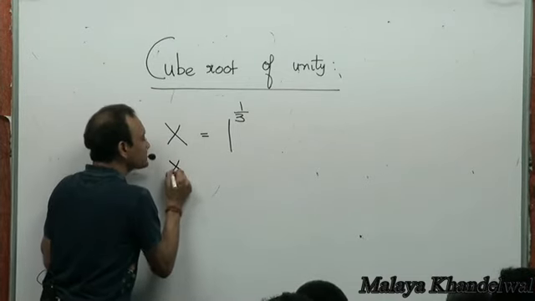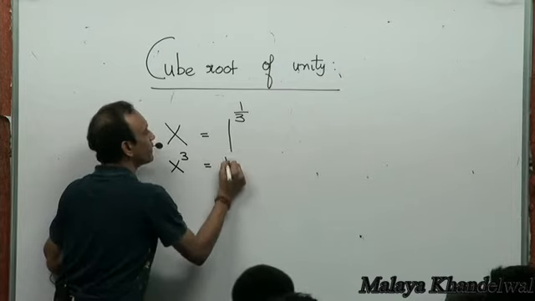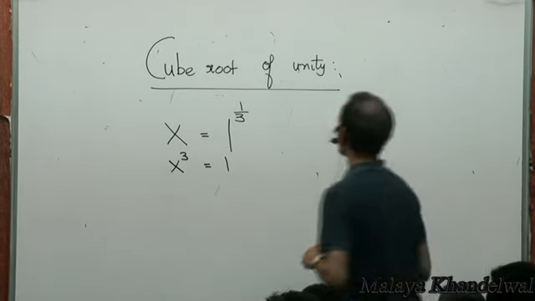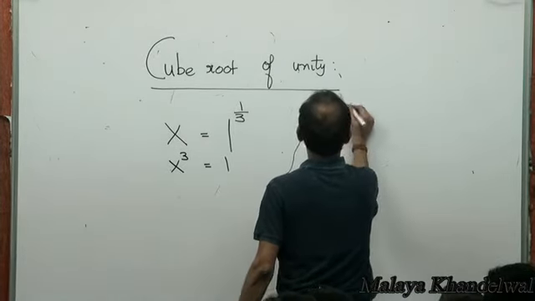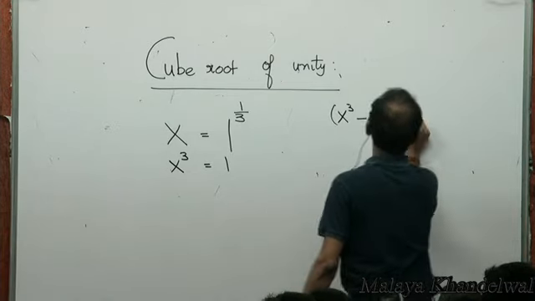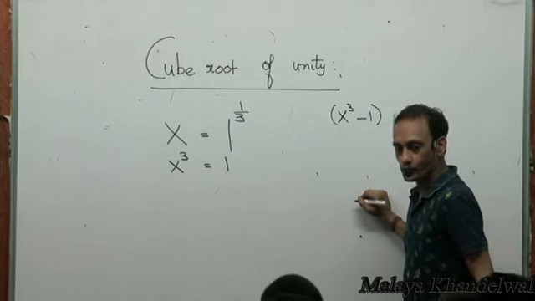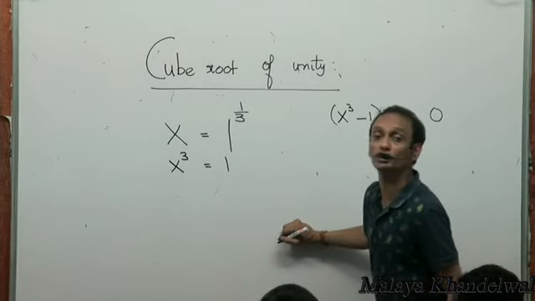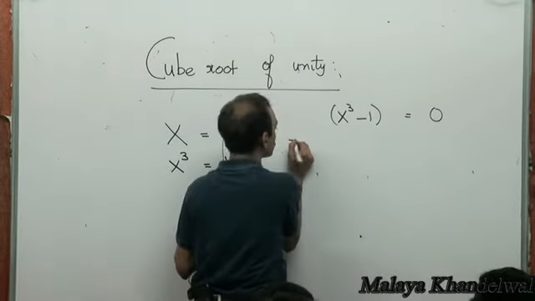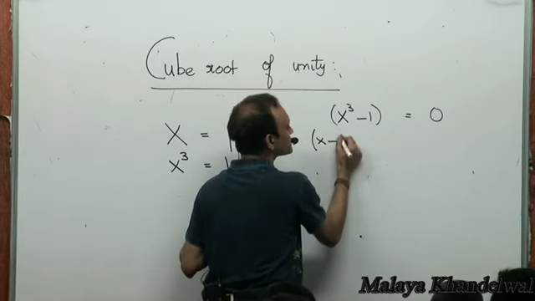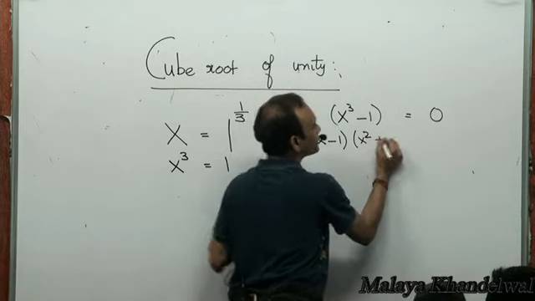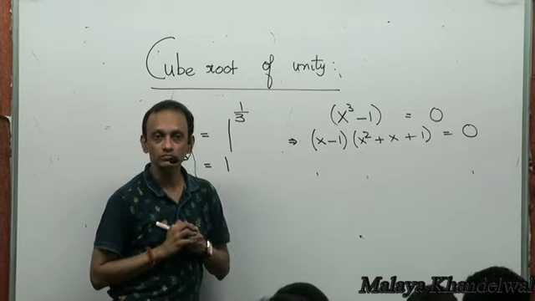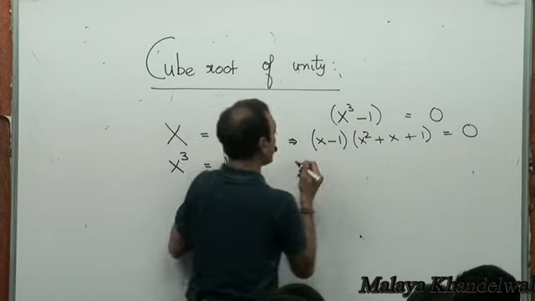Now, if x is the cube root of 1, x cube must be 1. Yes or no? That means x cube minus 1 must be 0. Then all values of x that will satisfy this will be referred to as cube roots of unity. This is (x minus 1)(x squared plus x plus 1) equal to 0. Yes or no? This gives me 3 values of x.